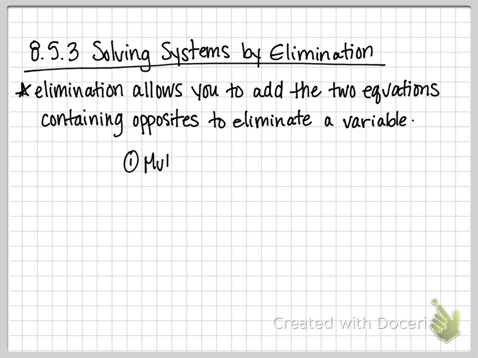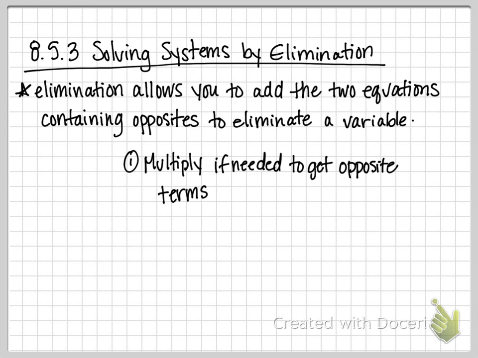Elimination allows you to add the two equations. So basically you set them right on top of each other. And if there are opposites in terms of the values of the terms, you can eliminate a variable, which is why it's called elimination. So we can basically get rid of a variable and then solve for the other one, as long as they are opposites, like 3y and minus 3y, or negative 2x and positive 2x.